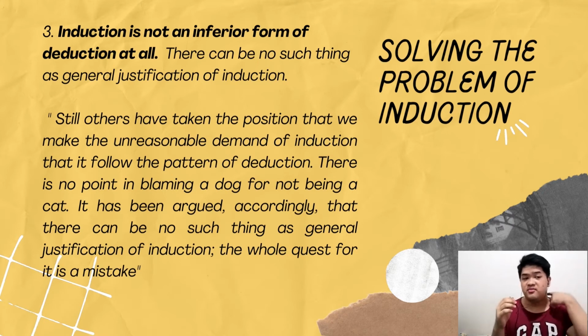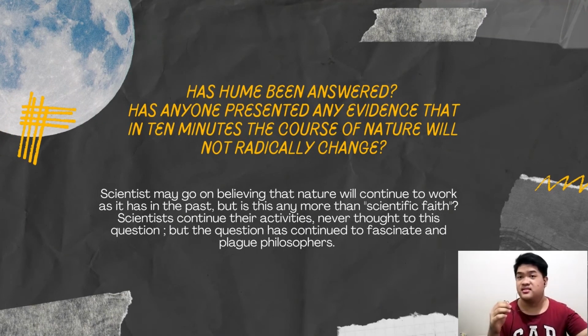You know, there is this statement that was mentioned that there is no point in owning a dog for not being a cat. Just like there's no point in asking the problem of induction when it is not deduction at all. But then this asks us questions like, has Hume been answered? Has anyone presented any evidence that in the next 10 minutes the course of nature will not radically change? So up until now, scientists still go on and believe that nature, with the scientific methods, will continue to work as it has in the past.